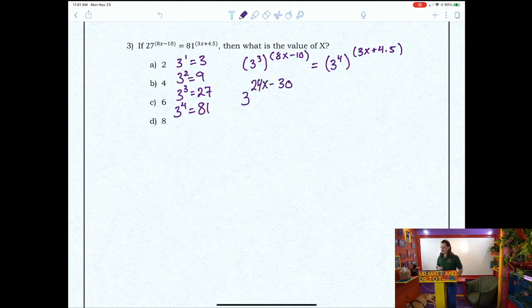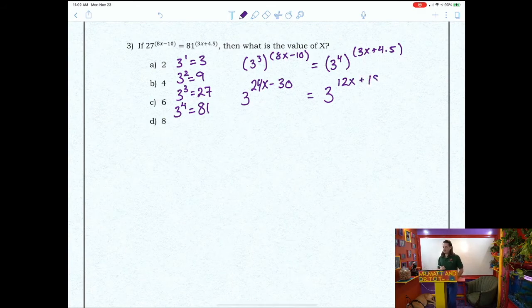On the right-hand side, 4 times 3x is 12x, so this is going to be 3 to the 12x power. 4 times 4.5: 4.5 times 2 is 9, 9 times 2 is 18, so 4.5 times 4 is the same thing as 4.5 times 2, and the result times 2. So that's going to be 18.